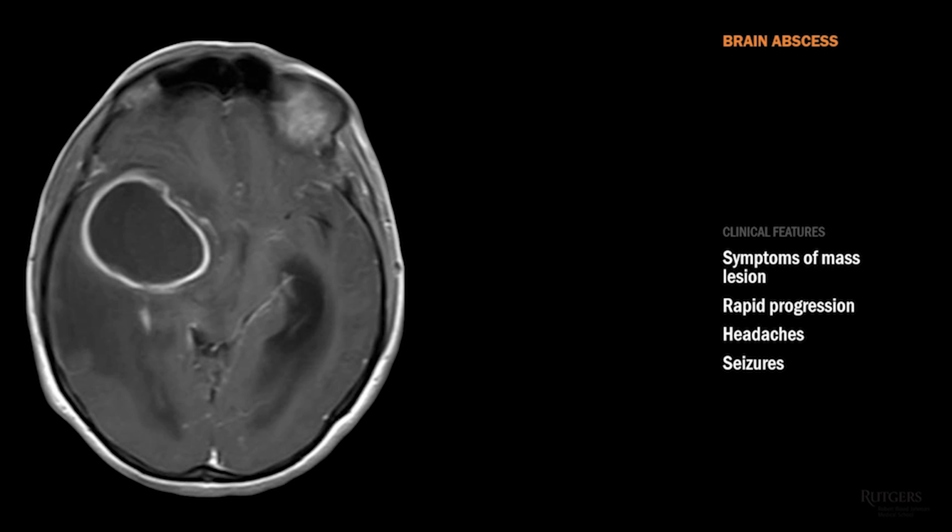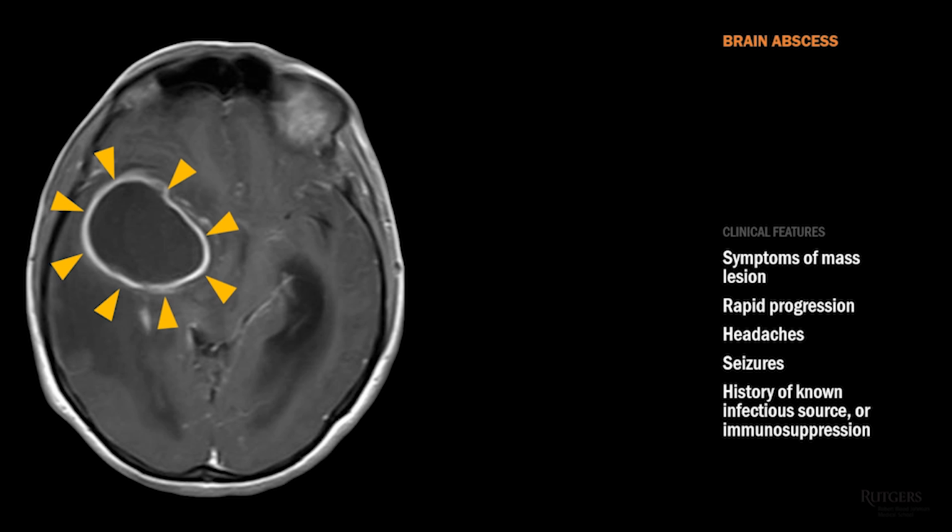You don't always get fever, so you should really try to elicit a history of a known infection source, like an infected heart valve or a dental abscess or immunosuppression. So here's an imaging example. This first image is an MRI. It's a T1 sequence with contrast. It's an axial cut, and it's at the level of the basal ganglia. So you can see a medical student favorite here, ring-enhancing lesion.